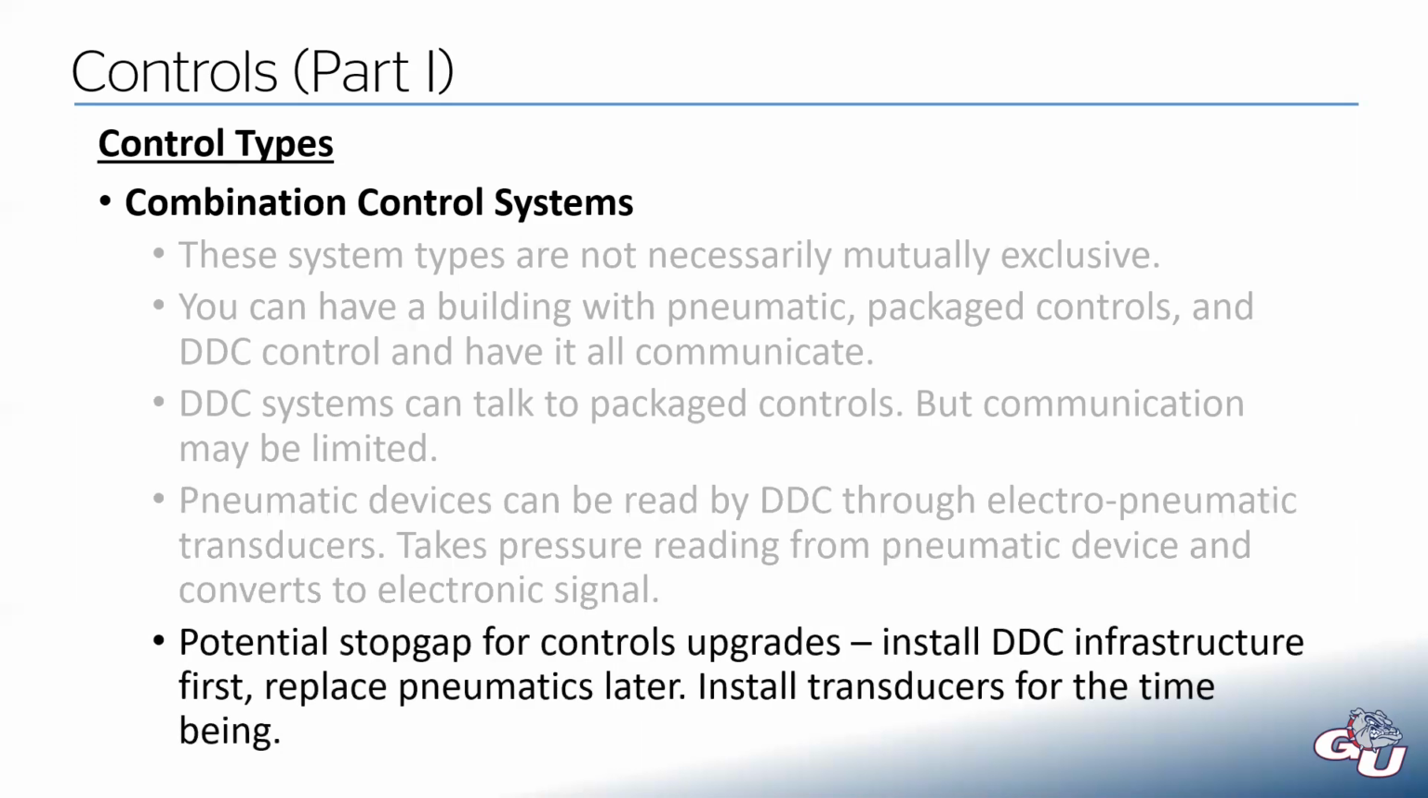So this introduces a potential stopgap for controls upgrades. Maybe you go in and install that DDC infrastructure first. Maybe the customer doesn't have the money to do the whole thing all at once. So maybe you put in the infrastructure first and then come back later and replace the pneumatics. And for the time being, you just put in these transducers. But the idea ultimately would be to get completely off of the pneumatic system, at least most of the time.